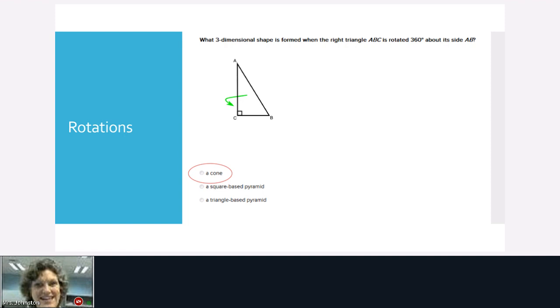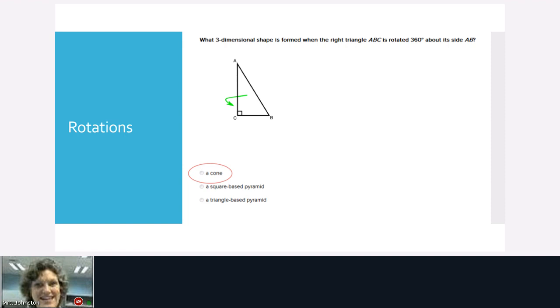Okay, now we talked a little bit about rotations, but for some reason, maybe because we're not 3D viewers, we can't always imagine what these are. This question is on your test. It says, what three-dimensional shape is formed when the right triangle ABC, which I've drawn, is rotated 360 degrees about its side AB? So try to imagine that this shape is being rotated, and it's important which direction it's being rotated.